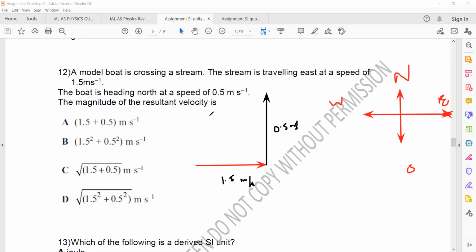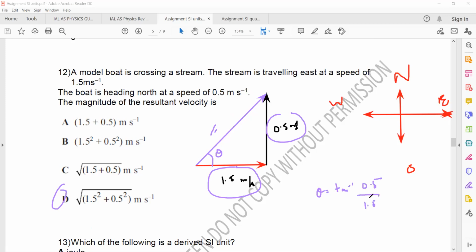How can I find the resultant? So what will be the answer if I need the resultant here? It is making a right angle triangle, so I will use the Pythagoras theorem. Base squared plus perpendicular squared equals hypotenuse squared, and the square root gives the hypotenuse. And if they ask for the angle with the x-axis, then theta equals tan inverse of perpendicular, which was 0.5, divided by base, which is 1.5.